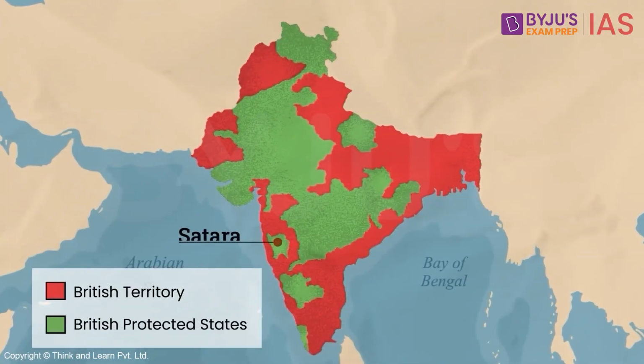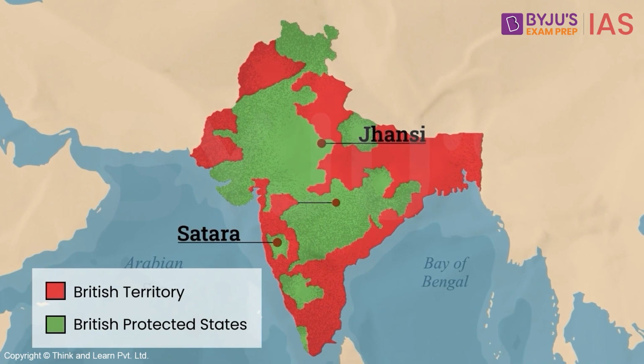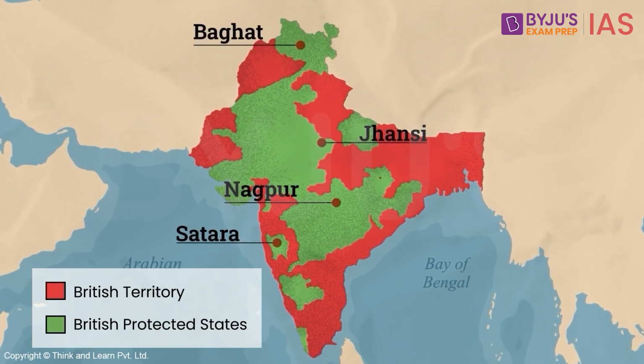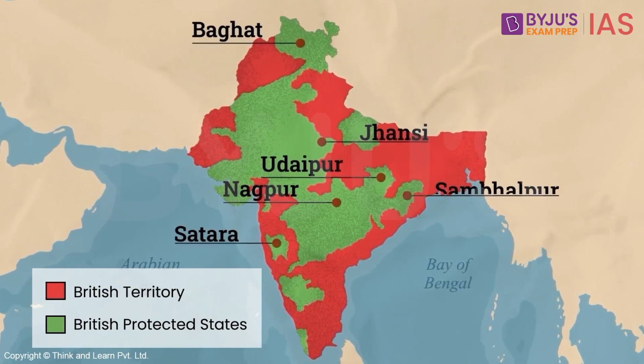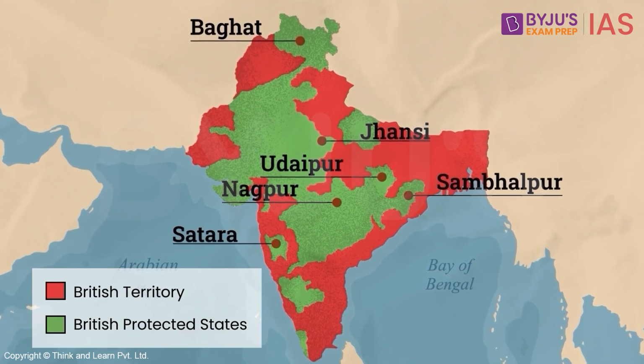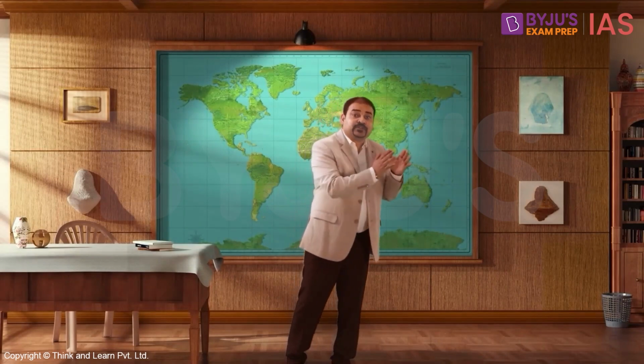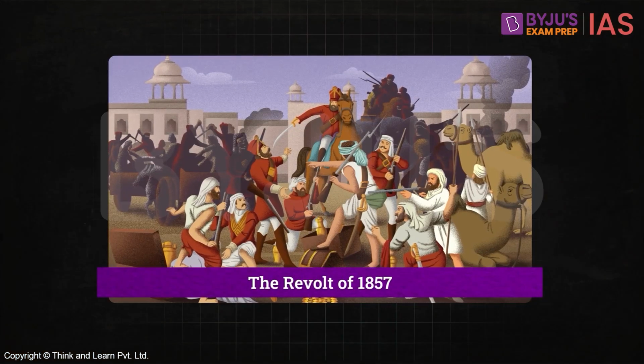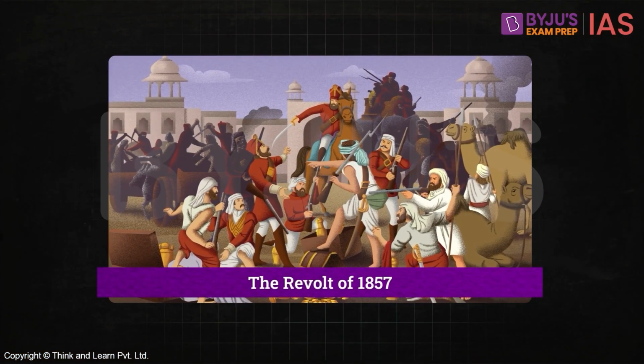States such as Satara, Jhansi, Nagpur, Baghat, Udaipur and Sambalpur lost control through the doctrine. While many reluctantly became part of the British Empire by accepting these rules, some of them resented the policies and administration of the British from the beginning. The Revolt of 1857 is a prominent example.